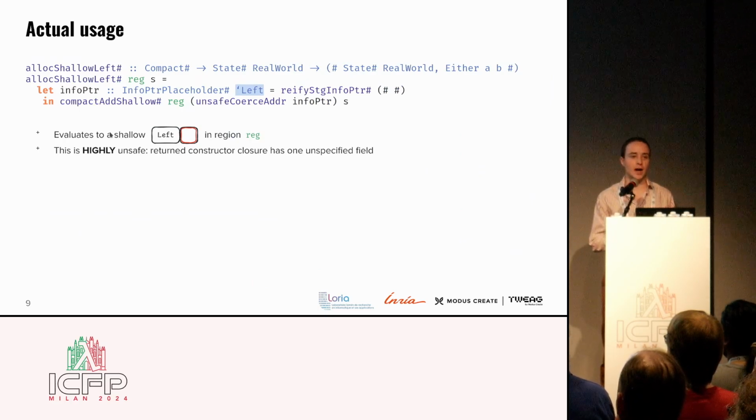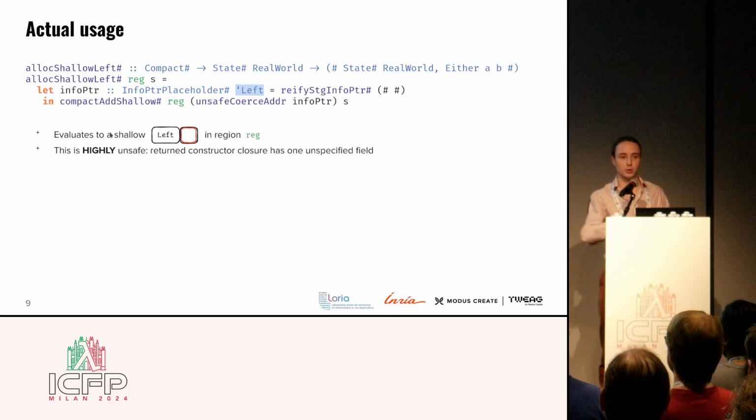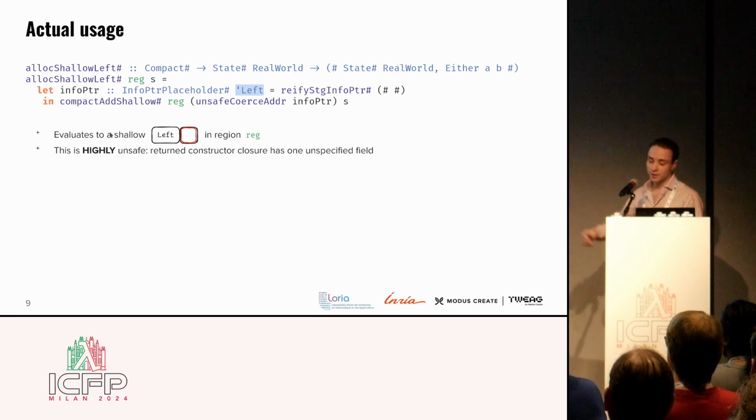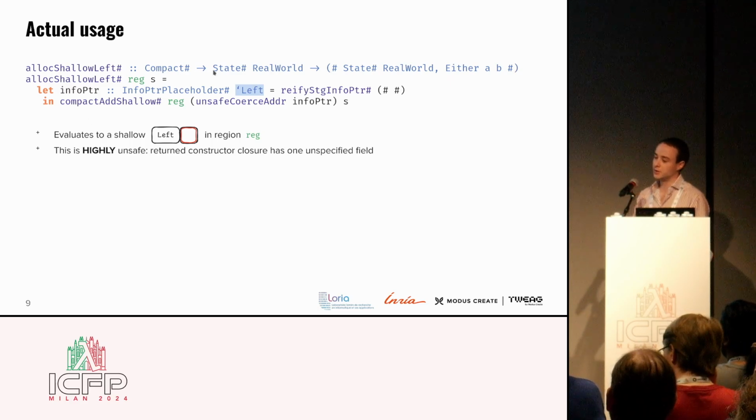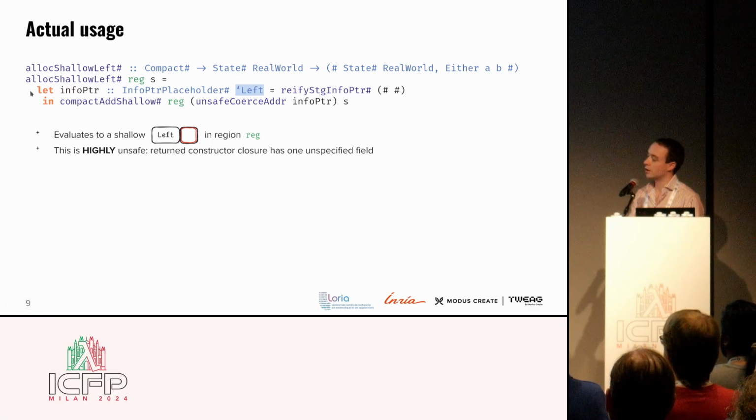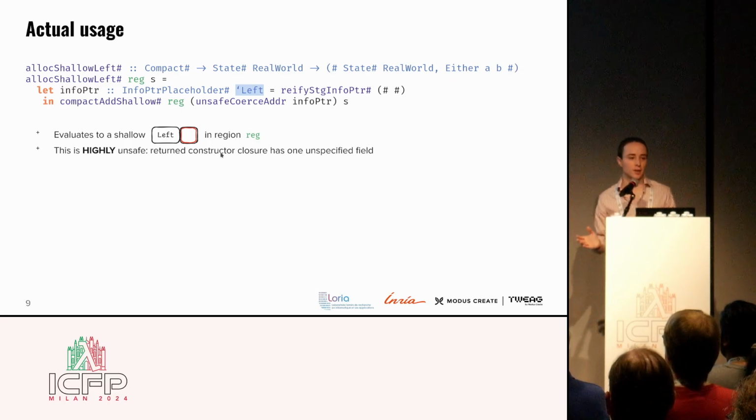Let's say I want to allocate a shallow Left constructor. A shallow constructor is a constructor with unspecified fields that we will only specify later. For that, first, I use the refi stg info pointer function to get the info table pointer, and then I can just call the compact add shallow primitive that I designed in the RTS to allocate the constructor. Of course, that is still a bit unsafe. We need to specify the field's value before the user can read this.